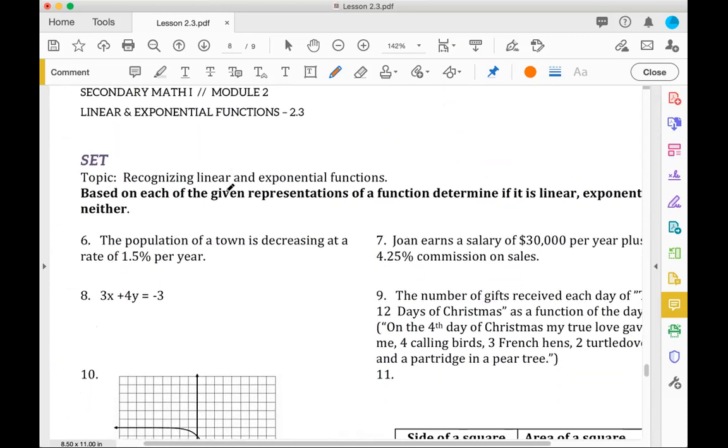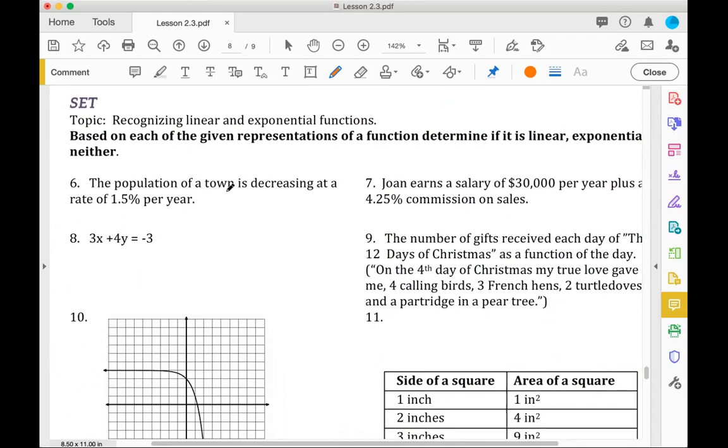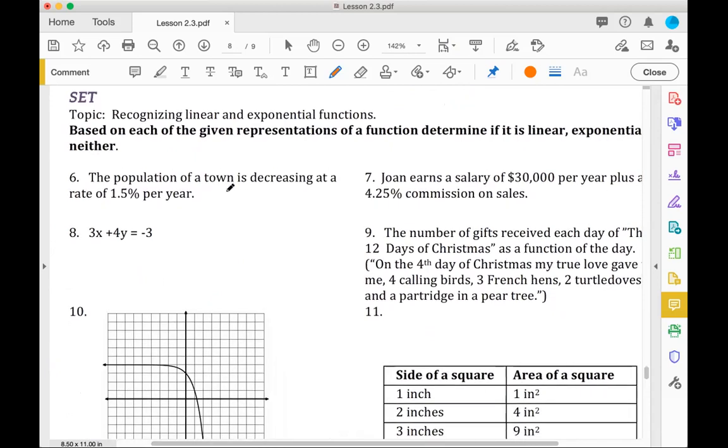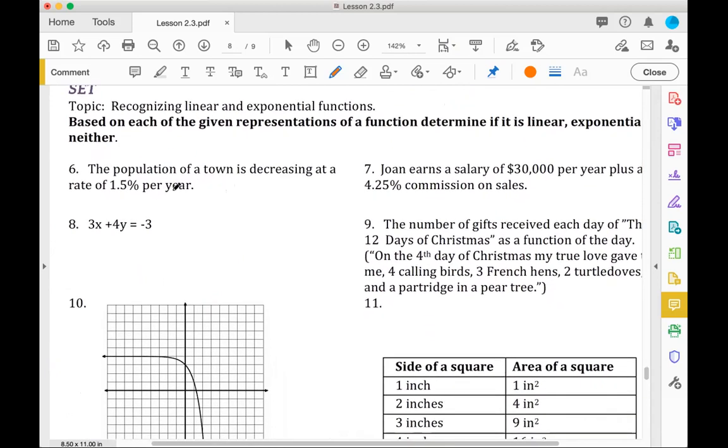This takes us to the set where we're recognizing linear and exponential functions. They have more words here, but that's okay, nothing we can't handle. Population of a town is decreasing at a rate of 1.5% per year. Okay, so we have our population. And if it's decreasing 1.5% every year, it's really multiplying with 0.985 every year, because again, we're dealing with a decimal here. So since we're decreasing, we're really multiplying it by 0.985.